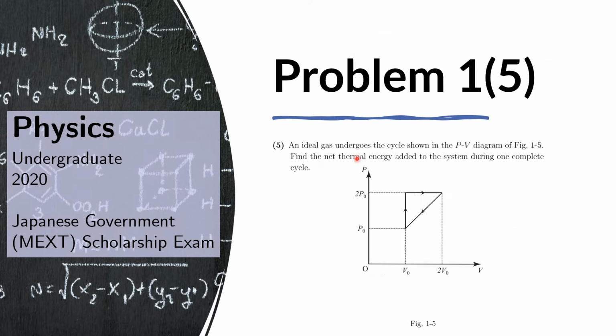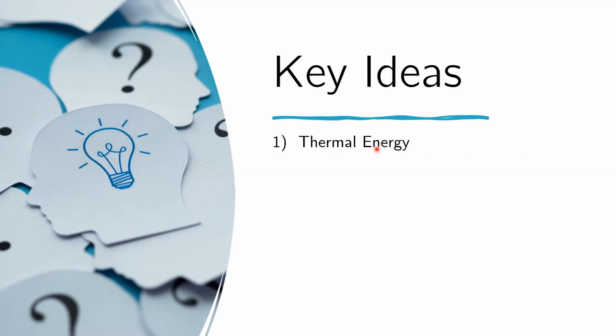First is thermal energy. Thermal energy is the kinetic energy, the average kinetic energy of the particles in the system. And so the faster and the more massive the particles are, the more kinetic energy there is. And we can actually measure the average kinetic energy of the particles using a thermometer. The temperature is known to be directly proportional to the average kinetic energy of the particles.